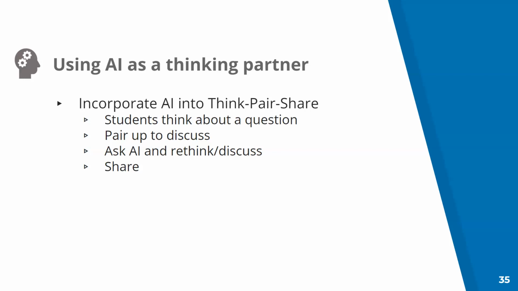But if you wanted to incorporate AI as a thinking partner here, you could have students first think individually about the question, pair up to discuss, and then actually submit the question to AI and see what the AI says and rethink about their answers, discuss what the AI came up with, see if they agree with it, and then have a share out. So now you're incorporating AI in that thinking process and having students really think critically about what the AI might say and how they feel about the response from that.